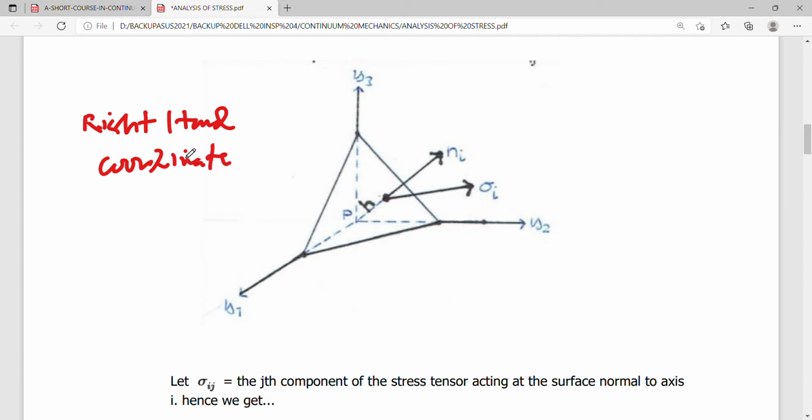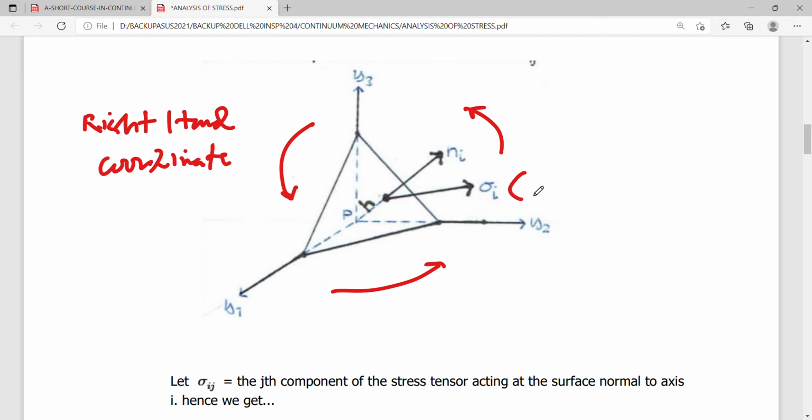Okay, so this is y1, y2, y3. So the permutation is actually in a counterclockwise order. Okay, so this is now a right-handed coordinate system upon which your orientation is observed on the positive octant of the three-dimensional axis.